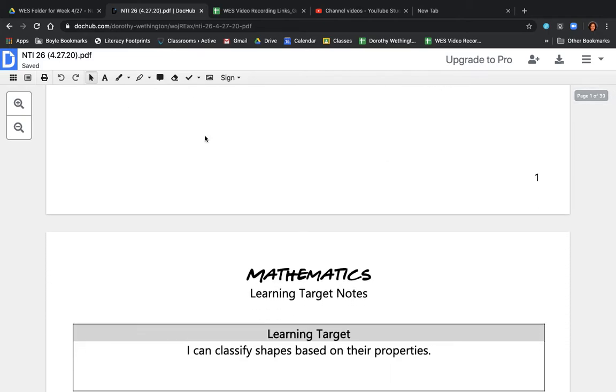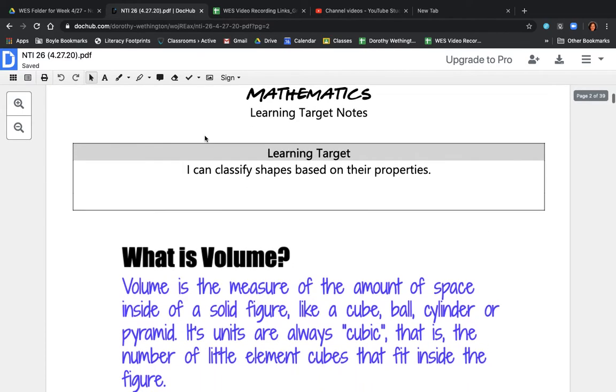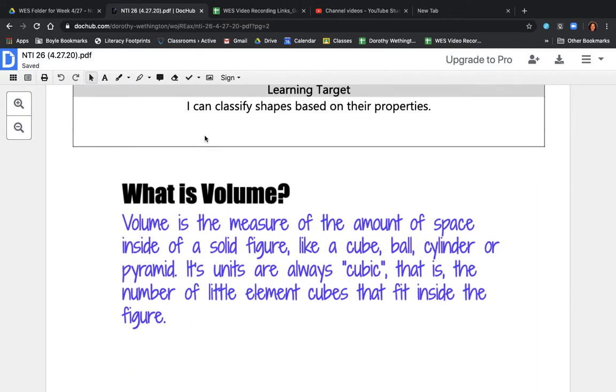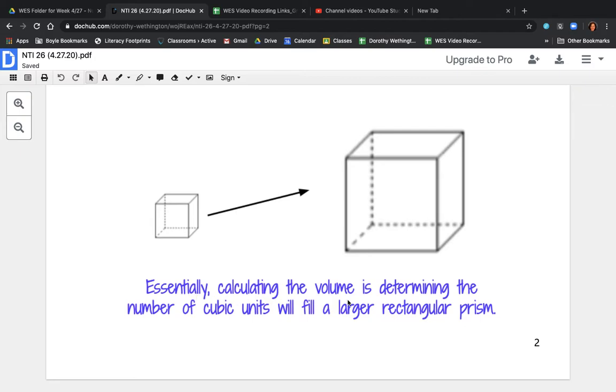We have mathematics, learning target notes. Learning target: I can classify shapes based on their properties. What is volume? Volume is the measure of the amount of space inside of a solid figure, like a cube, ball, cylinder, or pyramid. Its units are always cubic, that is, the number of little element cubes that fit inside the figure. Essentially, calculating the volume is determining the number of cubic units that will fill a larger rectangular prism.